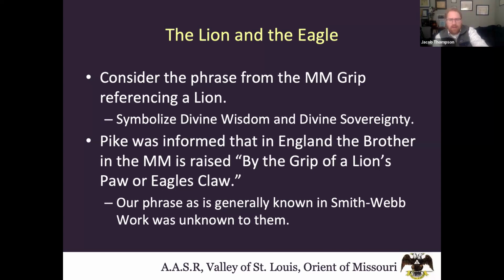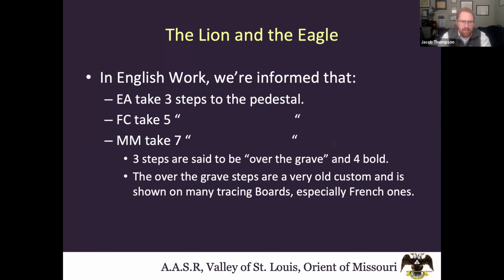And of course, he then takes it further as he explores this idea of sacred numbers more, where he talks about 3-5-7 being related to the Entered Apprentice, Fellowcraft and Master Mason's degrees in terms of the steps made to the pedestal, or as we would say in Preston Webb work, to the altar. 3, 5, and 7. And he says, at least in the Master Mason's degree, there are said to be 3 steps over the grave and 4 bold steps. And he says that the over-the-grave steps are a very old custom, shown in many tracing boards, especially the French ones. And our text, of course, references a tracing board we looked at earlier in our discussions.